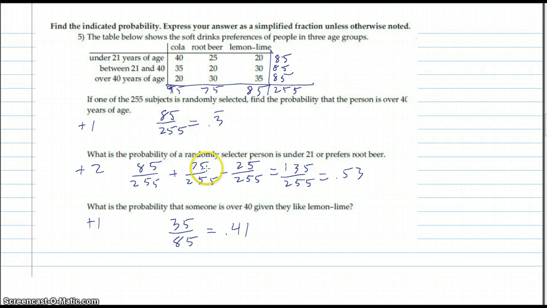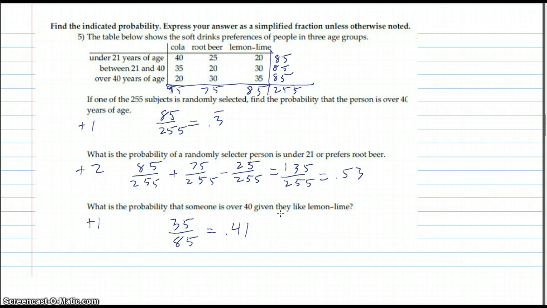What's the probability of getting someone under 21 or root beer? So under 21 is 85. Root beer is 75, but it's the probability of A union B, which means you need to subtract the ones that we counted twice, and these 25 right here were counted twice, which gives us 135 out of 255, or a 53% chance.